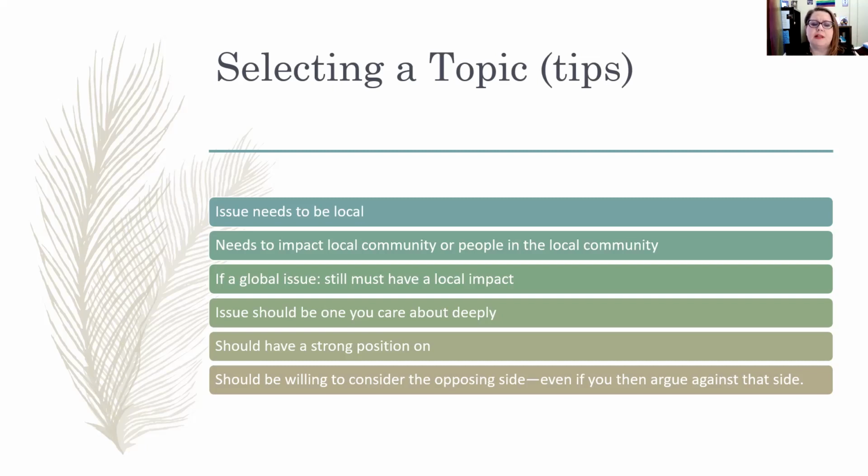And you also need to be willing to consider the opposing side, which you'll then refute. But if you don't look at the opposing side, it means you've only done half the work. Again, you may think the opposing side is completely wrong, but you at least want to look and see, well, why do people feel that way?